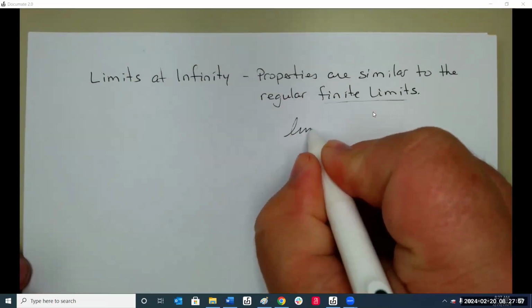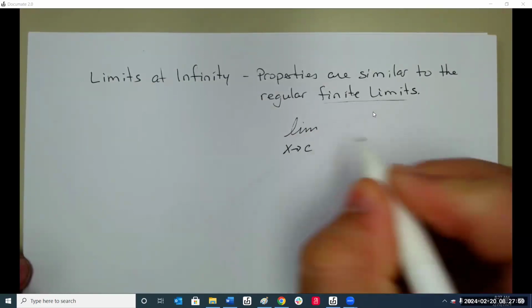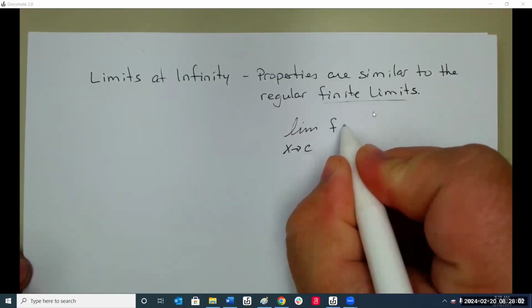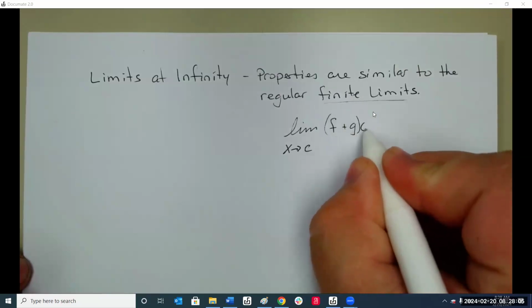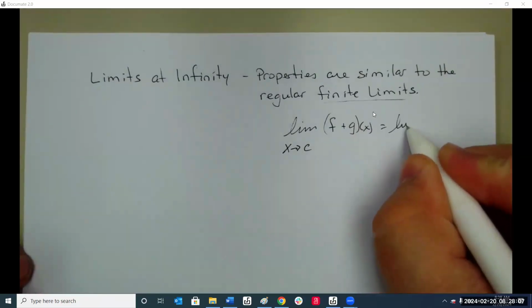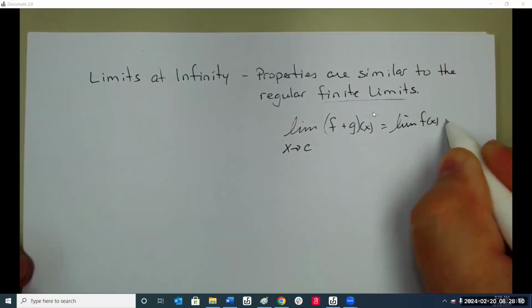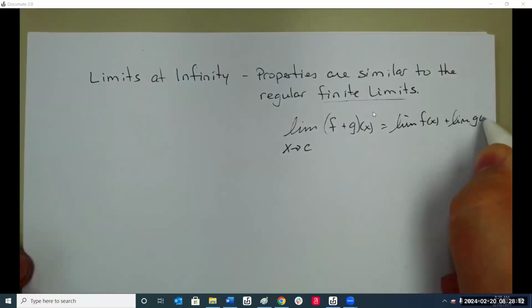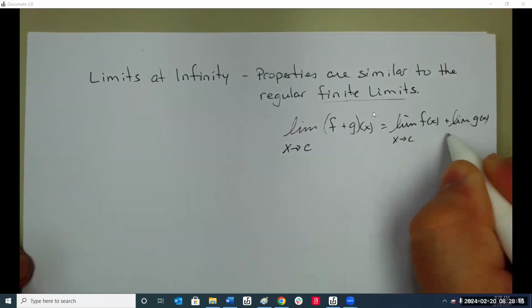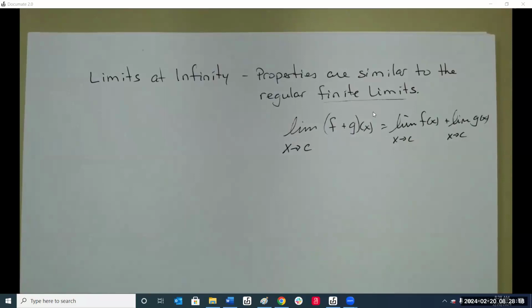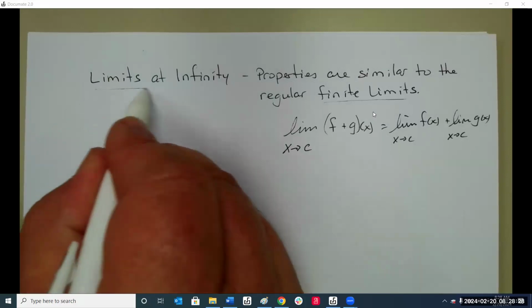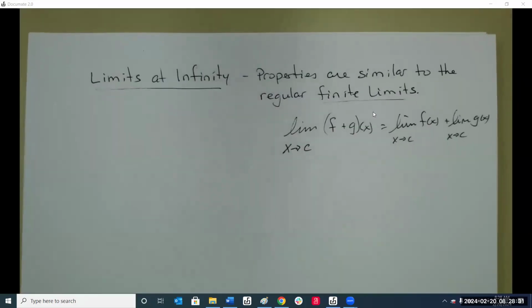The limit as x approaches c of f plus g of x equals the limit of f of x plus the limit of g of x. That's the sum rule. Yeah, the sum, the difference, the quotient, the product, the constant multiple. So the limits at infinity follow the same rules. We don't have to learn anything different just because it's limits to infinity.